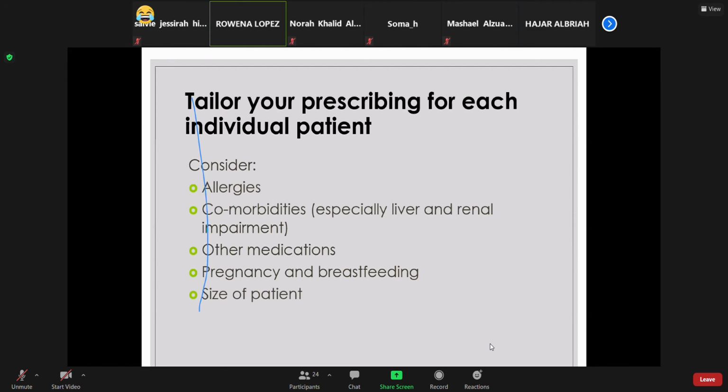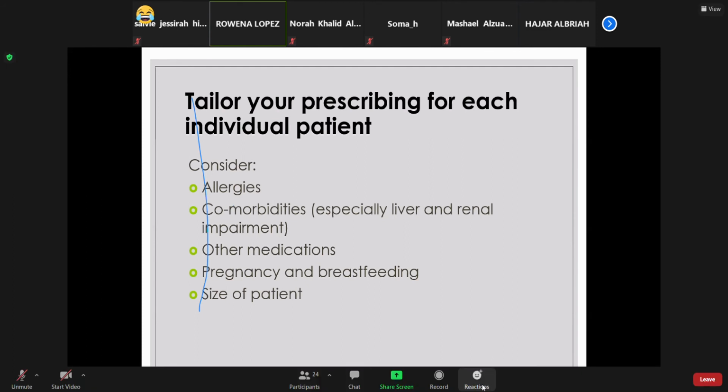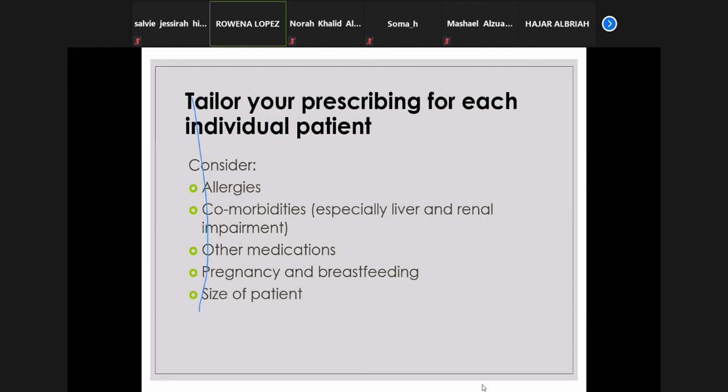And also comorbidities, especially liver and renal impairment, because most medications will go to the liver, for the liver is the one receiving all the bad elements of the body, okay? And renal impairment, okay, will also occur. Other medications, pregnancy and breastfeeding, size of patient.